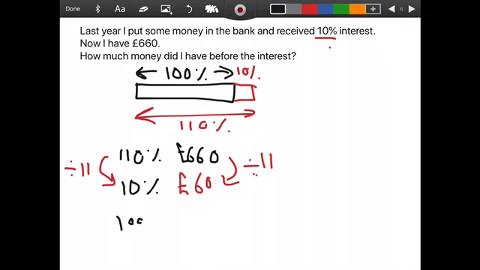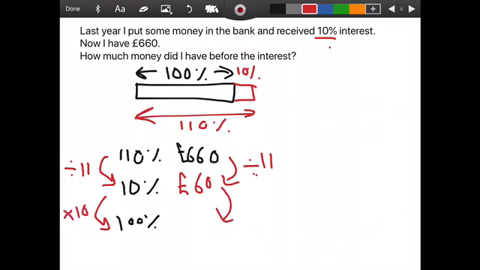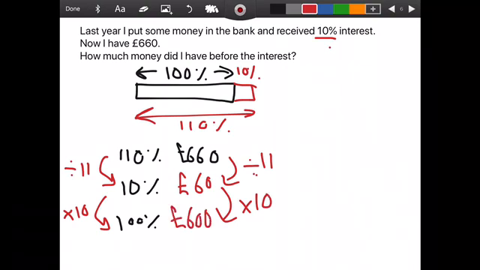Now what I really want is 100% because that's the original number. And to get that, I'd need to multiply 10% by 10. So let's multiply £60 by 10. That will give me £600. So my original answer, how much money I had before the interest, was £600.